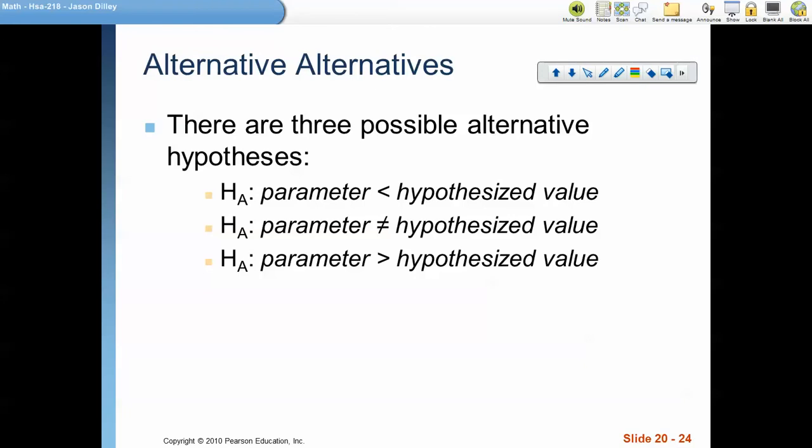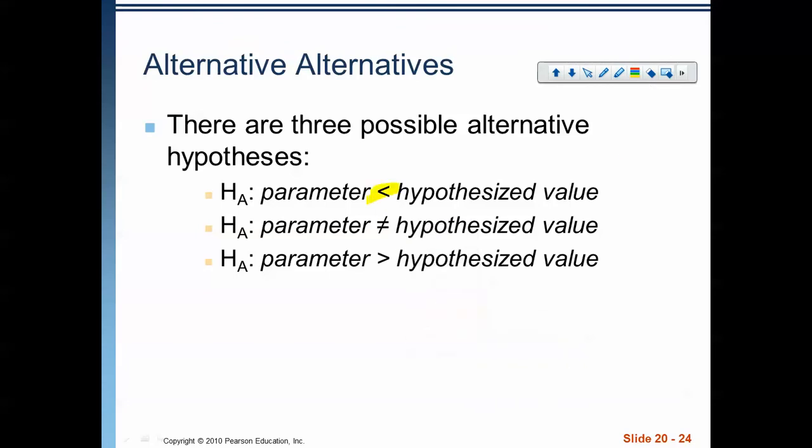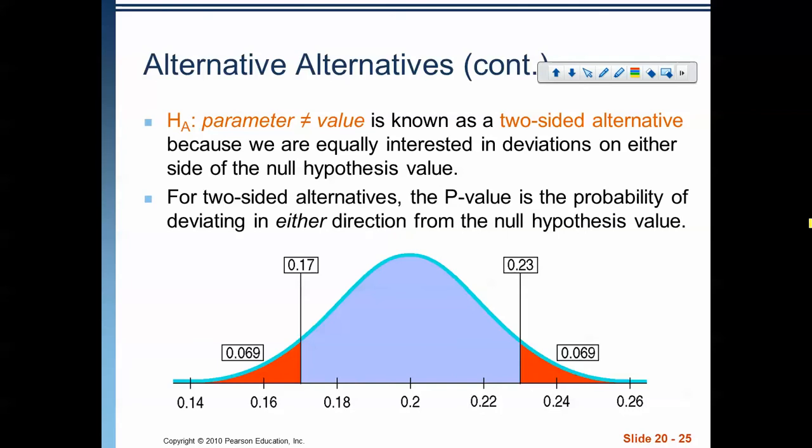So, in the examples that we've done thus far, we have used a less than or a greater than situation. There's actually three different types of alternative hypotheses you can have, though. You can use a less than or a greater than, but you can also use this one that is a does not equal. And the does not equal to alternative hypotheses are when we're looking for possible deviations on both sides of a particular value.